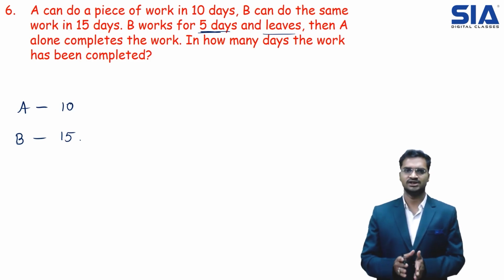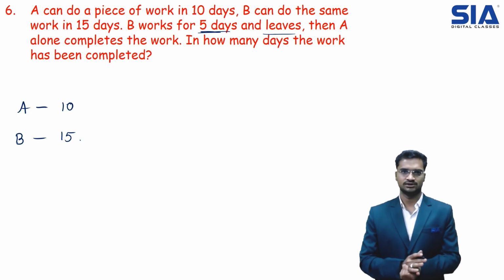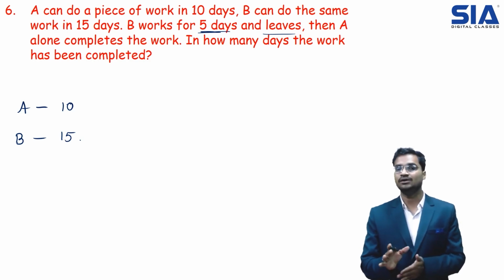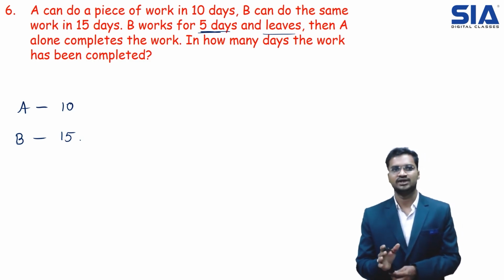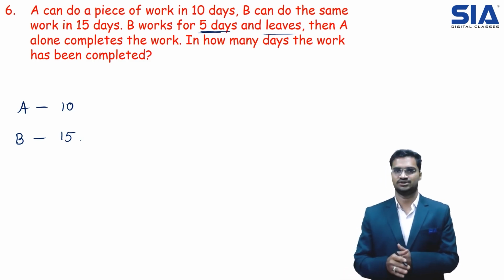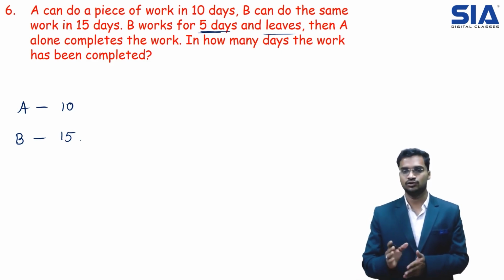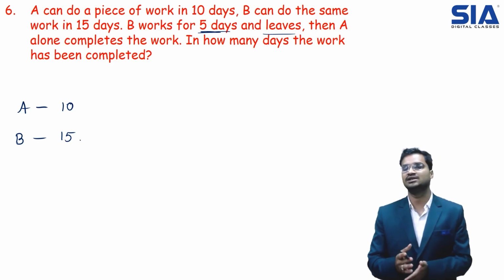So in this question he is saying that B only works for 5 days and leaves. Then after B leaves, A joins and completes the remaining work alone. So A completes the work himself. So in how many days was the work completed?